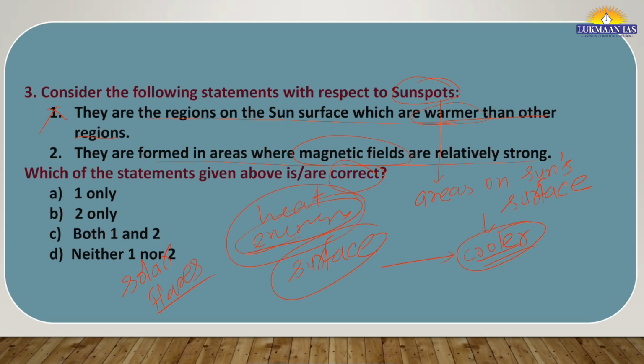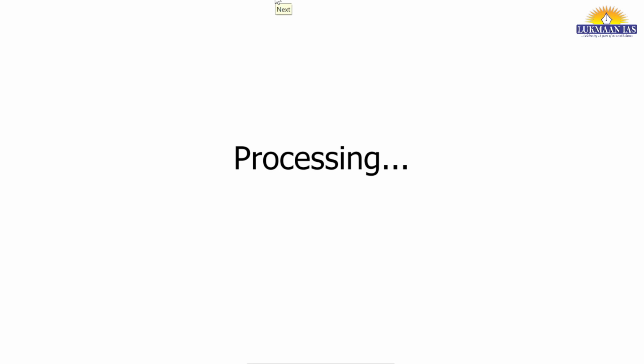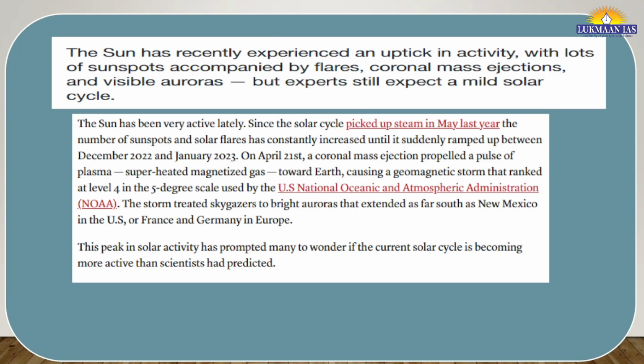Okay, remember that coronal mass ejections and solar flares are very important concepts. UPSC has already asked a question in prelims related to solar storms. Fine. So the second statement is correct here, 2 only is the correct answer, right? Okay, let's move on to the next question.